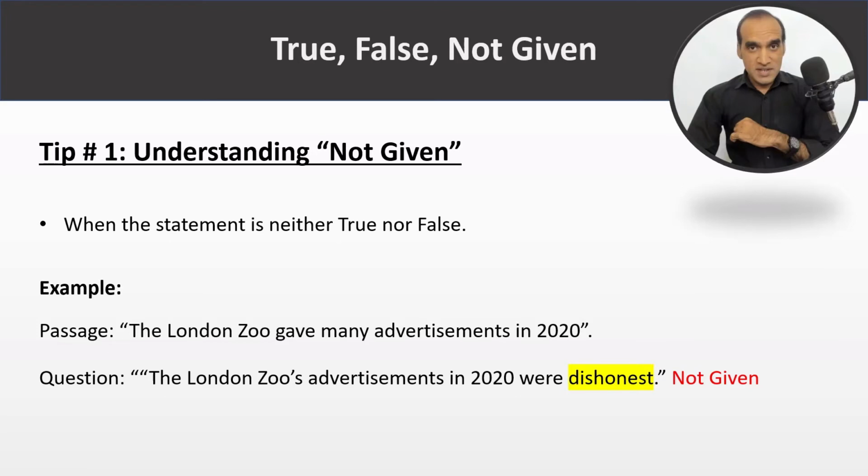We do have London Zoo, we do have advertisements, we do have 2020, everything is mentioned. But what is not mentioned in the passage is the nature, whether these advertisements were honest or dishonest. So because of the absence of this comment, we would say that this question is not given.